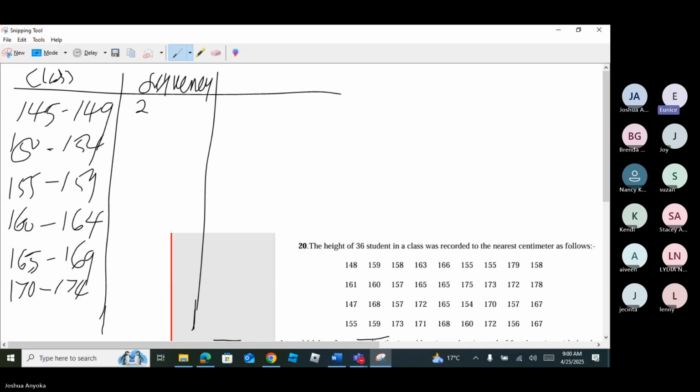150 to 154, frequency of 1. 155 to 159, frequency of 11. 160 to 164, frequency of 4. 165 to 169, frequency of 8. 170 to 174, frequency of 7. And the last one, 175 to 179, frequency of 3.